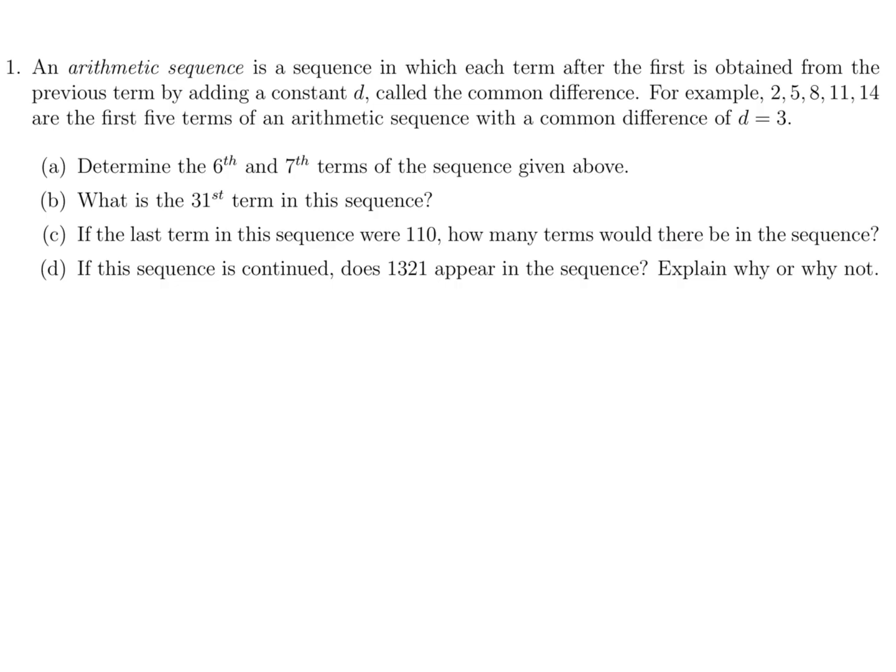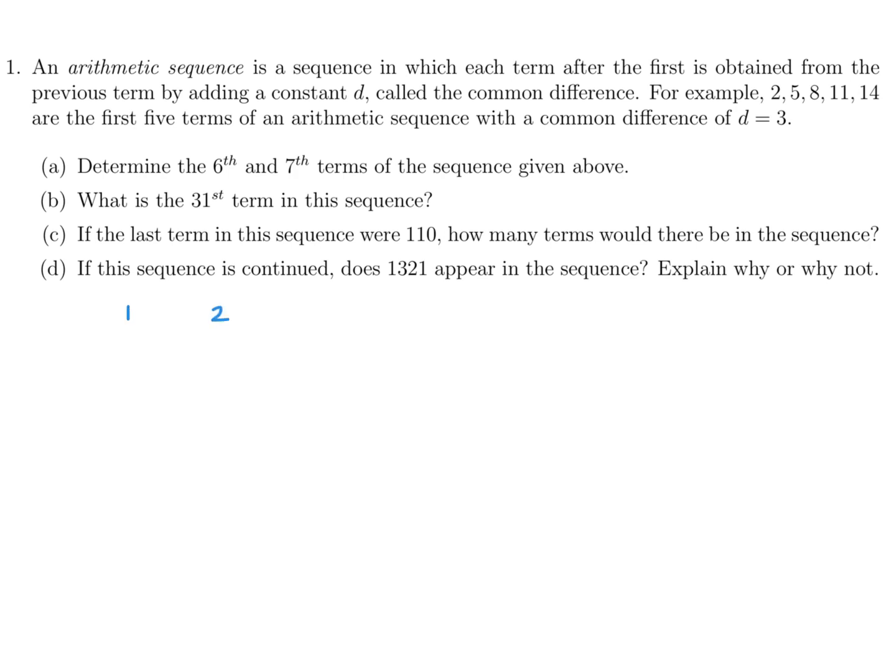An arithmetic sequence is a sequence in which each term after the first is obtained from the previous term by adding a constant d, called the common difference. For example, 2, 5, 8, 11, 14 are the first 5 terms of an arithmetic sequence with a common difference of d equal to 3. Determine the 6th and 7th terms of the sequence given above.